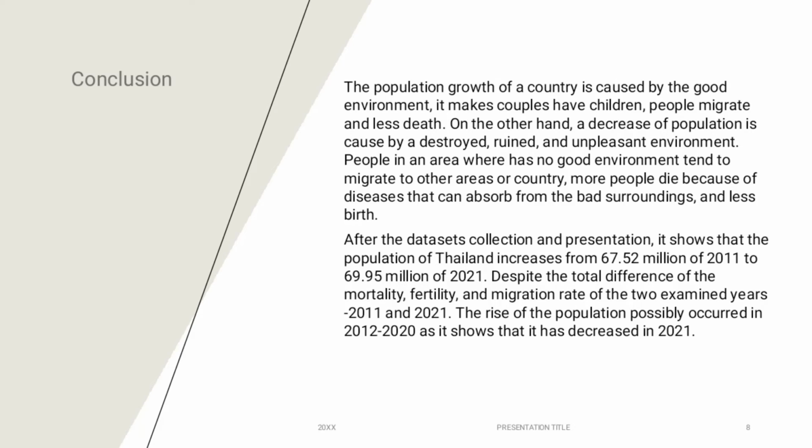So the conclusion is the population growth of a country is caused by a good environment. It makes couples have children, people migrate, and less death. On the other hand, a decrease of population is caused by a destroyed, ruined, and unpleasant environment. People in an area that has no environment tend to migrate to other areas or countries. More people die because of diseases that can be absorbed from the surroundings, and there are fewer births.